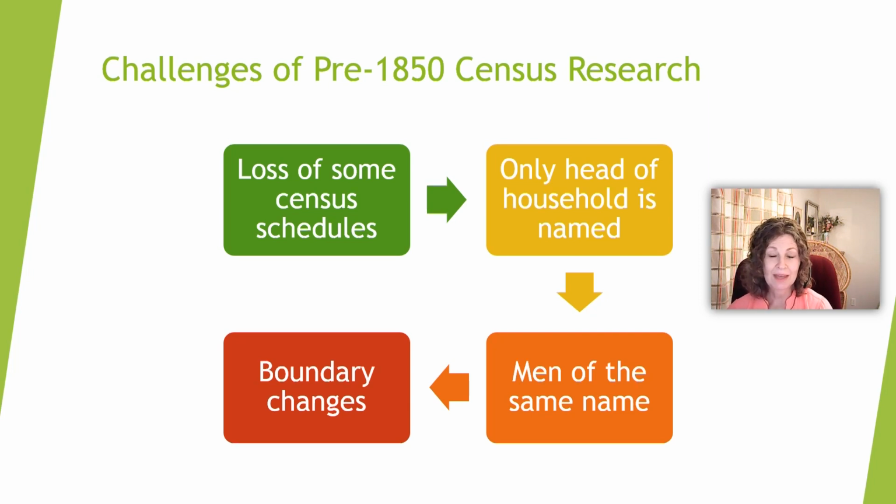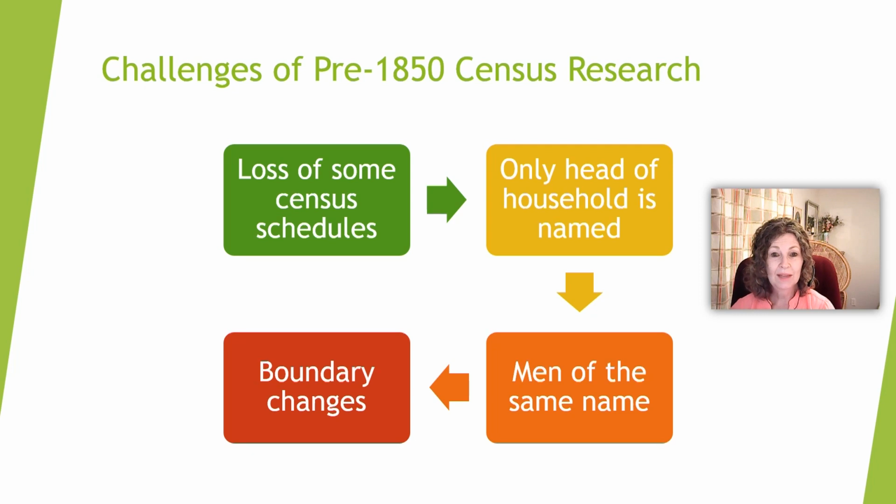Then we have men of the same name. If you have 10 Benjamin Cox men in one state, how are you supposed to know who is who when you have no other identifying information such as a wife's name or a child's name? Well, we're going to talk about some strategies to take care of that.